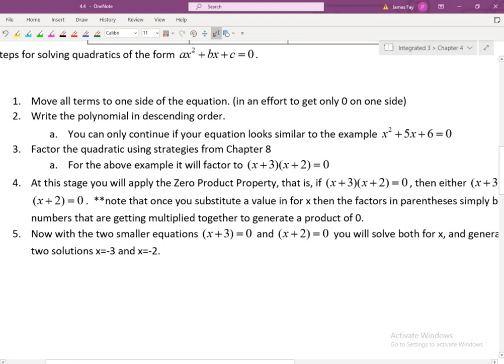Here it says you can only continue if your equation looks similar to this. Every problem that you do, you're going to have some quadratic equation over here in descending order, equal to 0. If you do not have that, you cannot go on to step 3. Step 3 says you're going to factor the left-hand side, you're going to factor the quadratic. And this should say chapter 3 instead of chapter 8.